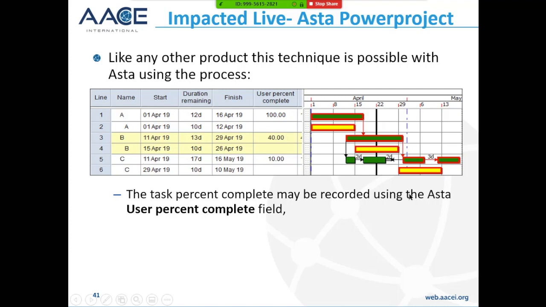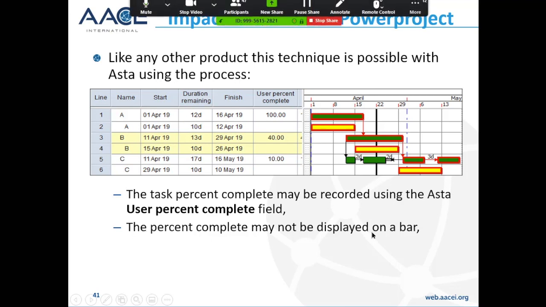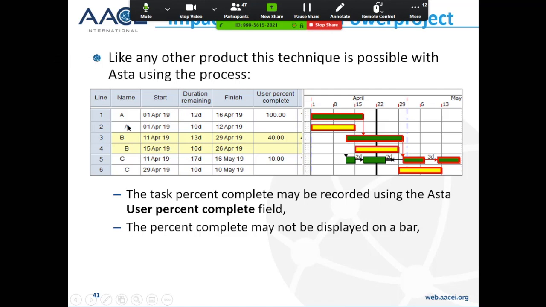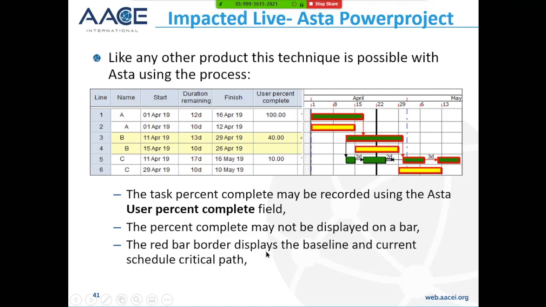The task % complete could be recorded using a user-defined field if you want to. If you use a user % complete, you cannot show the % complete on a bar, so you can't use a user-defined field to show a bar that you can do in P6, and you can't use any of the other % completes like the physical % complete to put an actual start. So this is one of the drawbacks of ASTA Power Project, that if you're using the impacted live, you can't show the % complete bar.